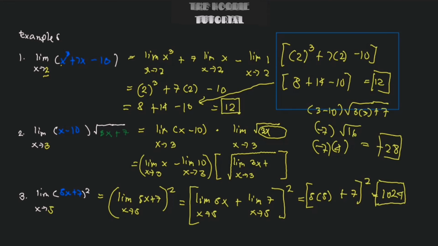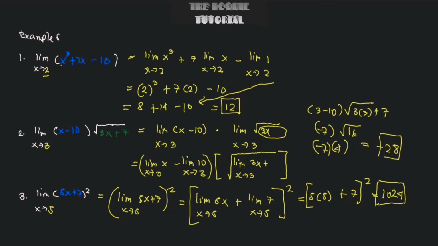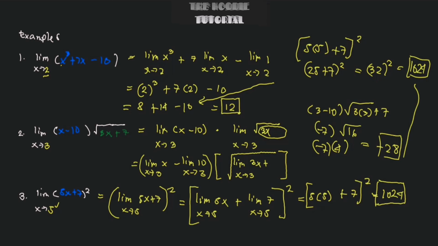Let's erase this one. So direct substitution for item number 3, our x is 5 right here, then plus 7, then square all that up to the power of 2. So we have 5 times 5, that is 25, plus 7 is 32, and then squared. 32 squared is equal to 1024, which is basically equal to what we have right now.